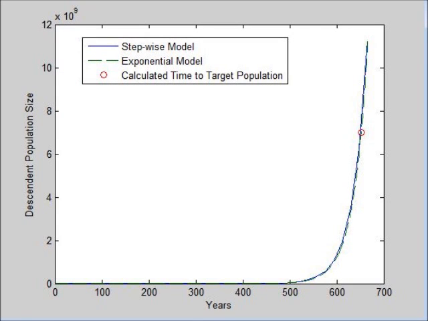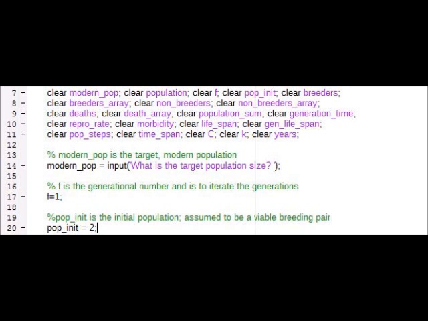In addition to the output number, there's also a graph with 2 lines. The stepwise model computes it by generation, with a time step equal to the reproductive age. An exponential model was derived based on the output of the stepwise model using a standard y equals C e to the kt model. So let's take a look under the hood.